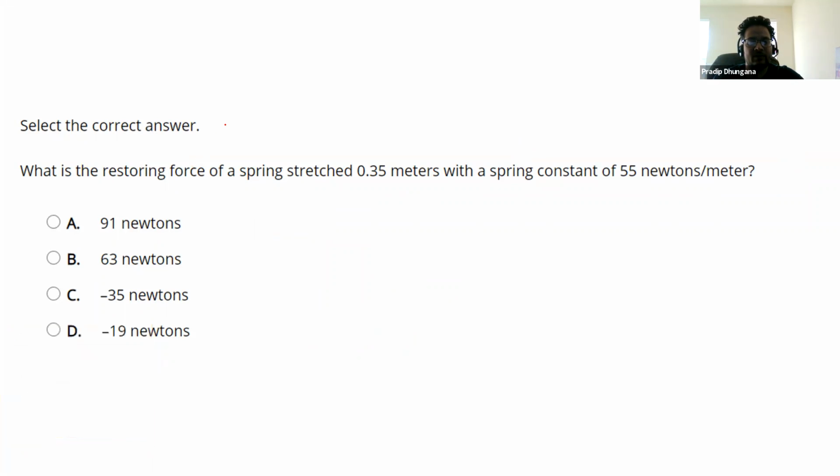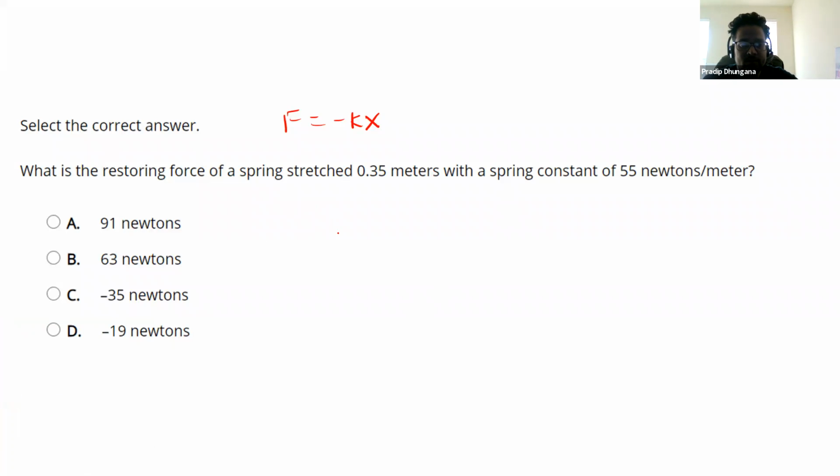Okay, again, I'll write the formula for you. That is restoring force equals negative spring constant times the displacement due to stress or compression. So use that formula and answer this question again. And please make sure to use a calculator whenever you multiply those two numbers, okay? In this case. Yeah, that's correct. Thank you very much.